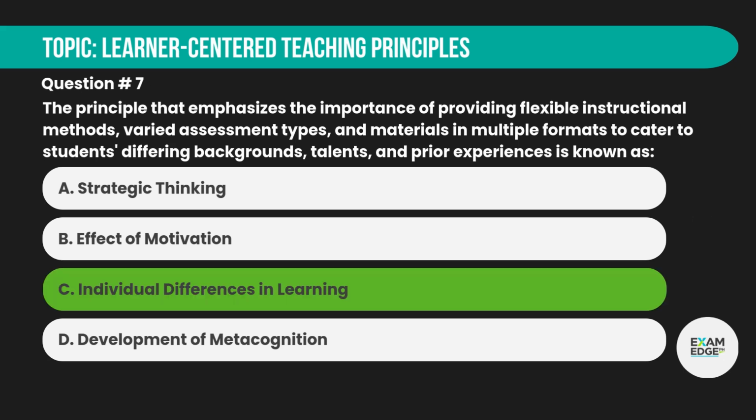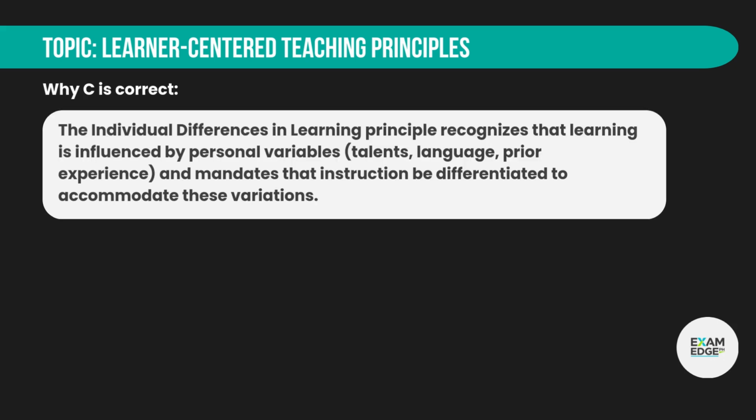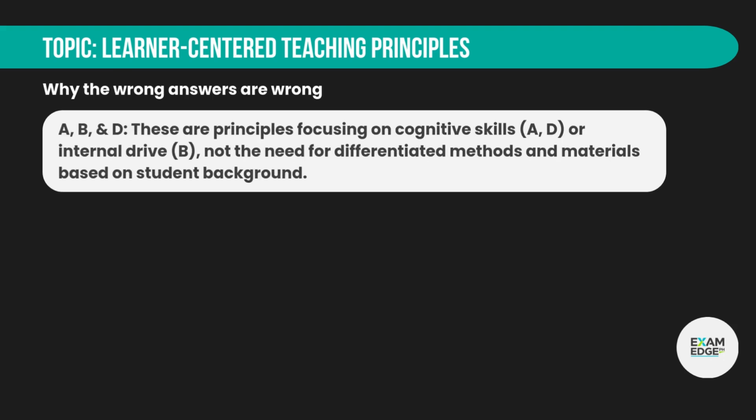Correct answer. C. Individual differences in learning. Why C is correct? The individual differences in learning principle recognizes that learning is influenced by personal variables, talents, language, prior experience, and mandates that instruction be differentiated to accommodate these variations. Why the wrong answers are wrong.